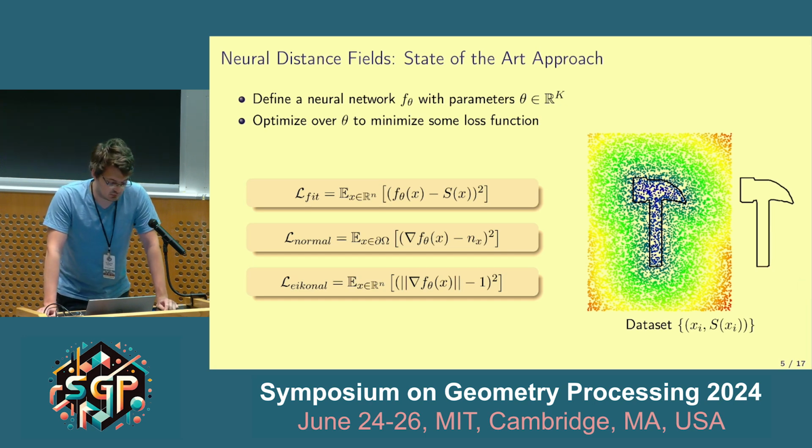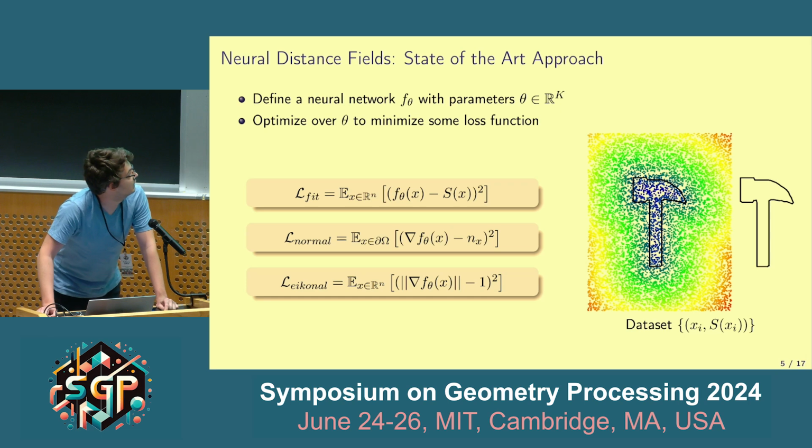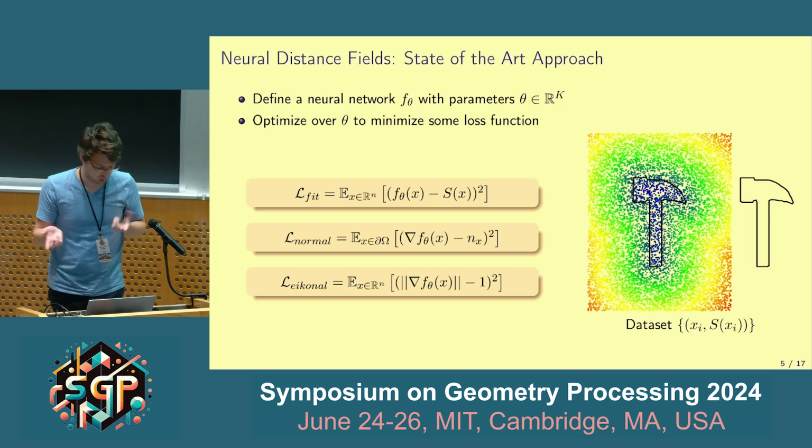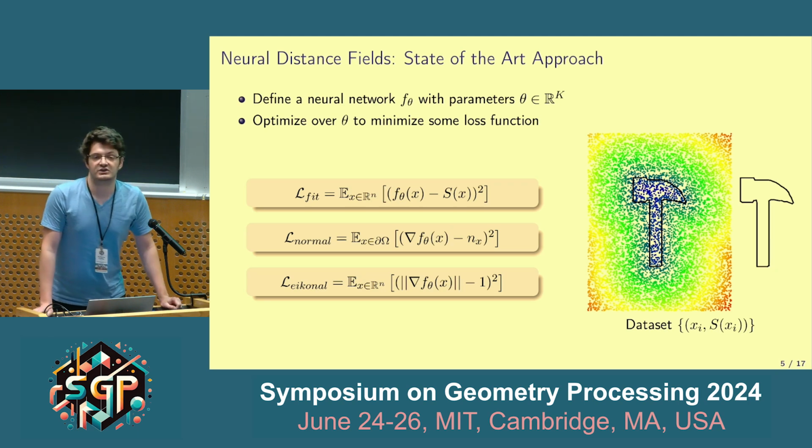The main losses that we find in the literature are the following. Some kind of fitting loss that encourages the network to match the output of the signed distance function. And then some regularization losses on the gradient of your network. One that tries to align the gradient with normal directions, especially on the boundary of your object. And the infamous eikonal loss, which encourages the gradient to have unit norm everywhere to satisfy the eikonal equation.